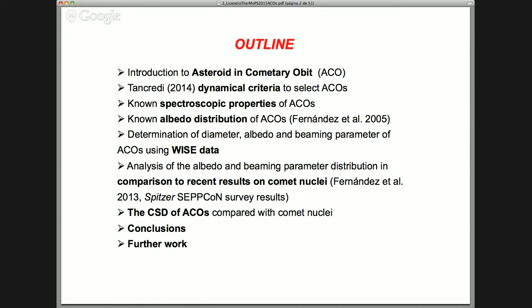And the analysis of this albedo and beaming parameter distribution compared to the recent result on comet nuclei in Fernandez et al. 2013, the Spitzer talk we already saw. And we will finally study the cumulative size distribution of ACOs. Then I present the conclusions and further work.